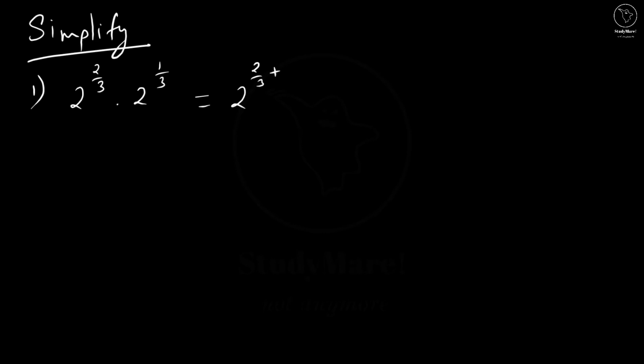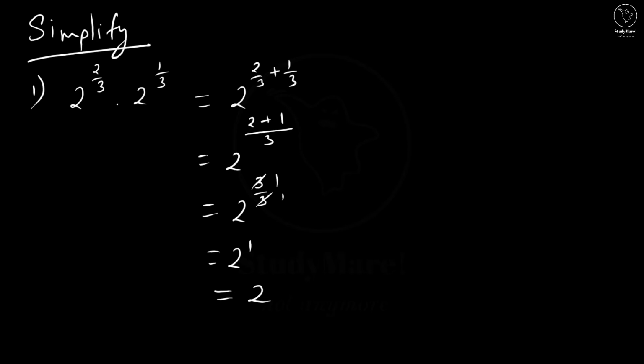Let's do some simplifications using these rules. Our first example is 2 to the power 2 by 3 into 2 to the power 1 by 3, which equals 2 to the power 2 by 3 plus 1 by 3. Applying the first law, a to the power p into a to the power q is equal to a to the power p plus q, we get 2 to the power, LCM is 3, and we get 2 plus 1 equal to 3. 2 to the power 3 by 3 is equal to 2 to the power 1, which is equal to 2.